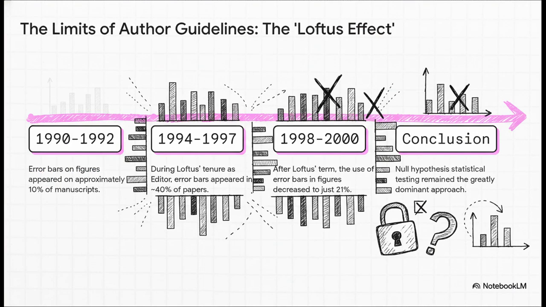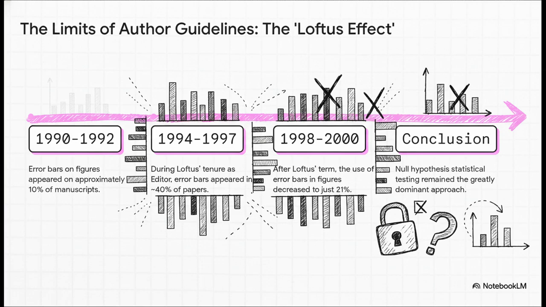Back in the mid-90s, an editor named Jeffrey Loftus decided to mandate error bars in his journal. He hoped it would get people to think beyond just p-values. And on the surface, it worked. Usage shot up from 10% to around 40%. But, and this is the key part, look what happened the second he left. The numbers immediately started to drop.